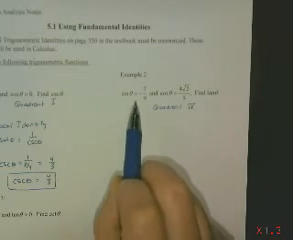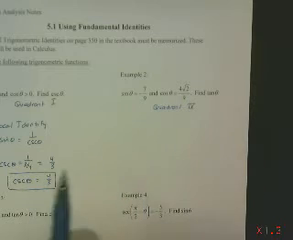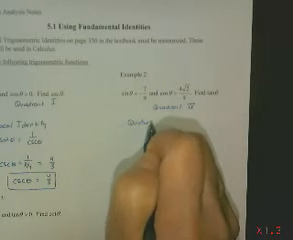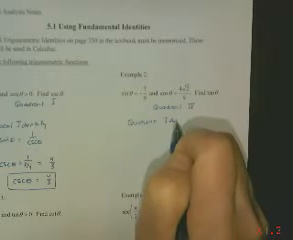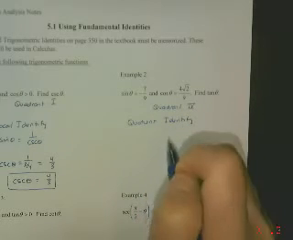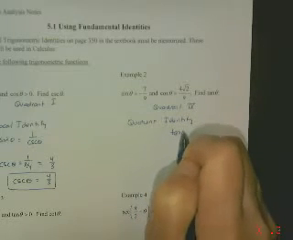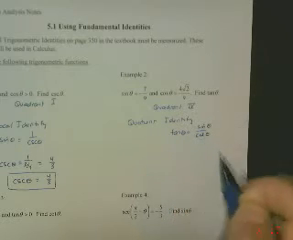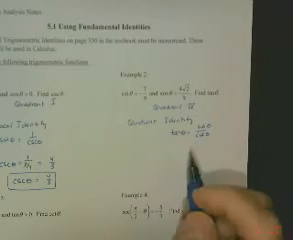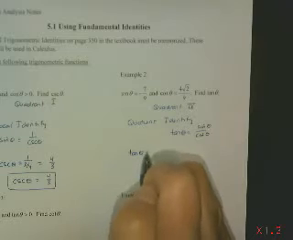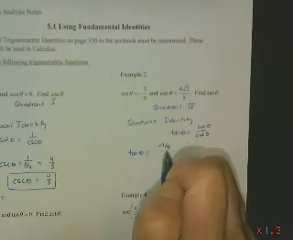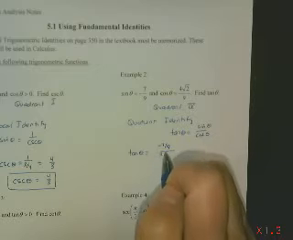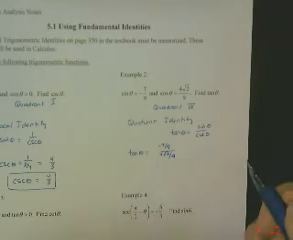So since I'm given sine and cosine, I want to find tangent. I can use my quotient identity. I know that tangent theta is equal to sine theta divided by cosine theta. So I know my sine theta is equal to negative 7 over 9, and my cosine is 4 square roots of 2 over 9.